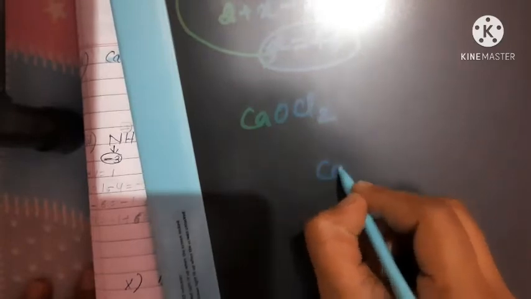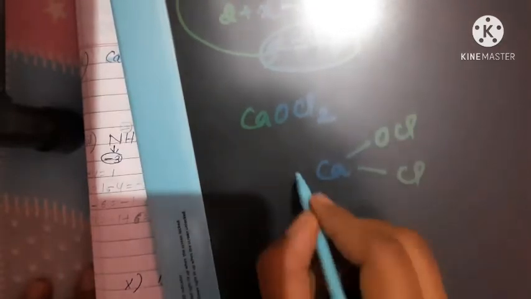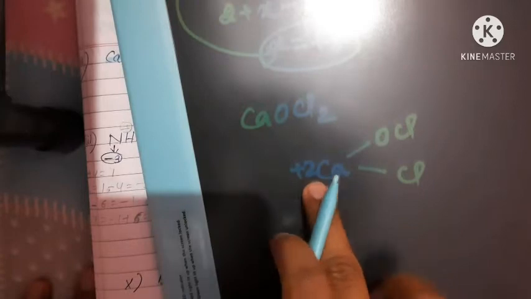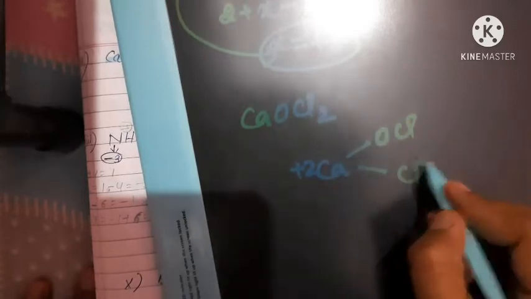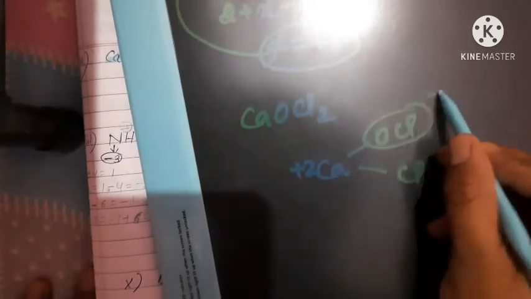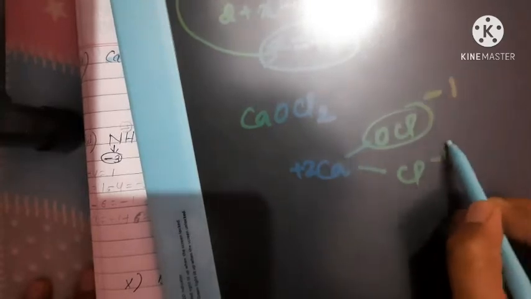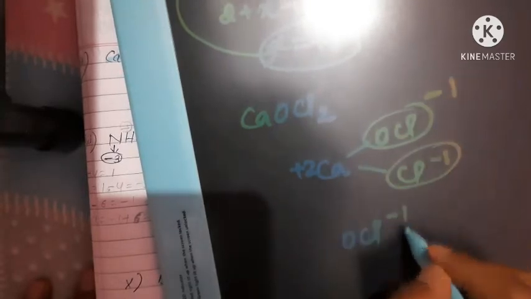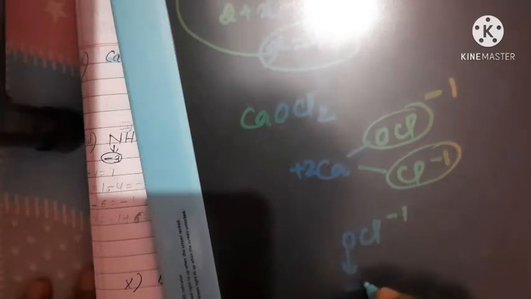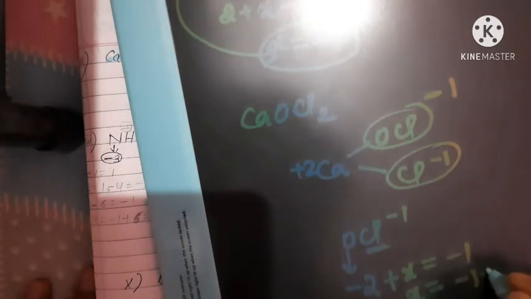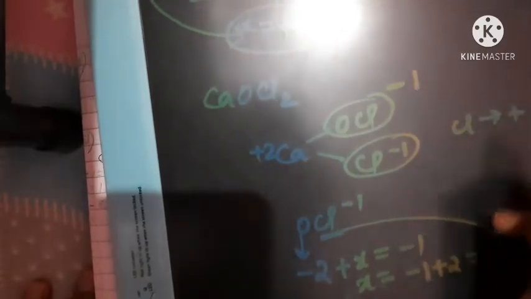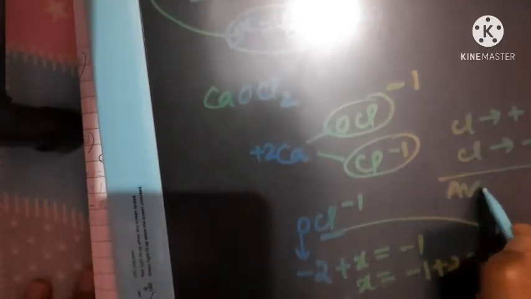CaOCl2 is having a structure like Ca, OCl and Cl. Okay, Ca is from group 2, so it is having plus 2 oxidation number. Now what is going to happen is it is distributed equally, so overall OCl is having minus 1 oxidation number. So oxygen minus 2 plus x equal to minus 1. So x equal to minus 1 plus 2 equal to plus 1. Okay. So 1 Cl is having plus 1 and 1 Cl is having minus 1. Average equal to 0 in CaOCl2.